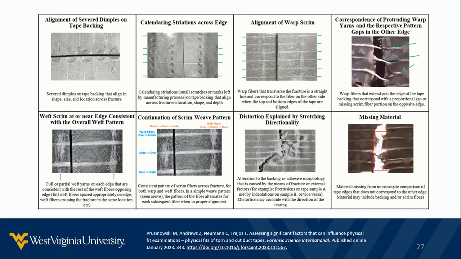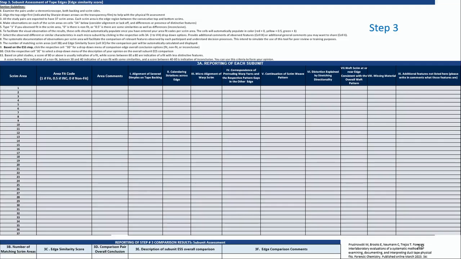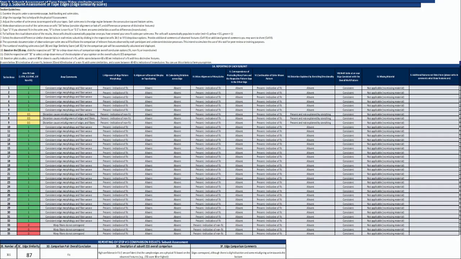I won't have time to cover all the different features, but we came up with 8 different additional features that provide distinctive characteristics and help us to determine that fit and non-fit determination in every bean. Then in that third step, this is an example of the template in which the examiner will document for every bean all these features and evaluate whether or not it's indicative of a fit or non-fit in each bean.